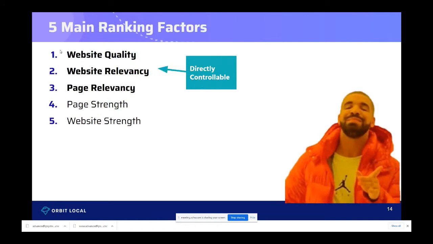I look at these 5 factors: website quality, website relevancy, page relevancy, page strength, and website strength. Now, the first 3 are directly controllable. That means that you could get off this webinar and take action and have an immediate impact on those 3 main ranking factors. The other 2, you can't really do right now. That's going to require getting links, which is a whole other topic that we're covering today.